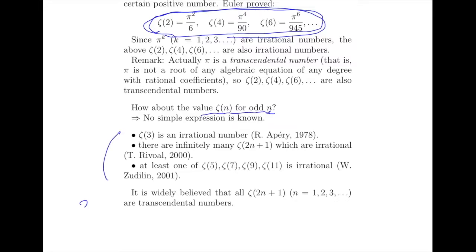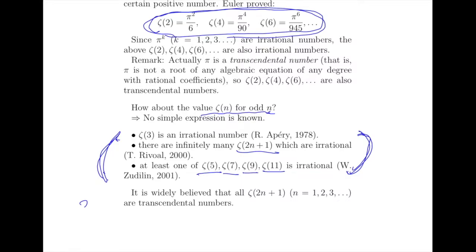For example, zeta 3 is an irrational number, which was proved by the French mathematician Apéry in 1978. And then another French mathematician, Rivoal, proved there are infinitely many odd integer points at which the zeta values are irrational. And furthermore, at least one of zeta 5, zeta 7, zeta 9, and zeta 11 is irrational. This was proved by Zudilin 20 years ago. So you can see that these are not so old results, only 20 or 30 years ago.